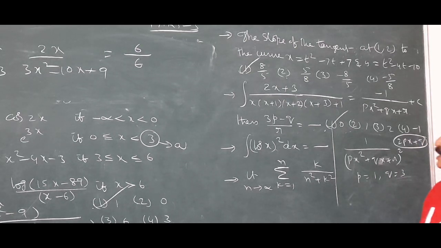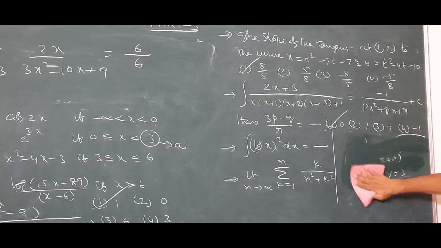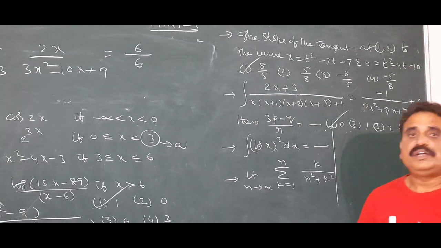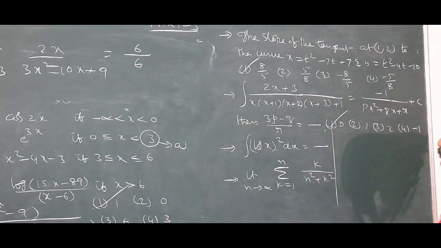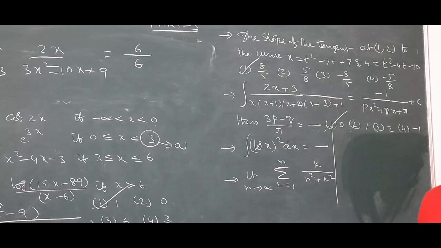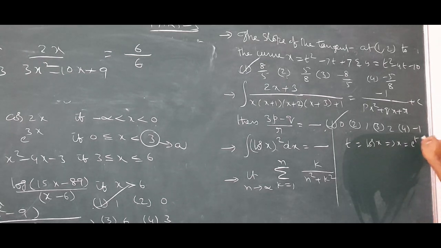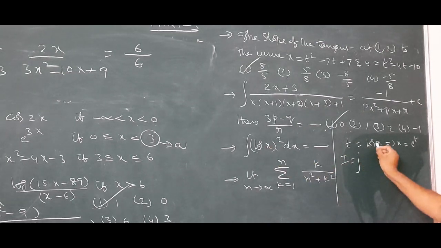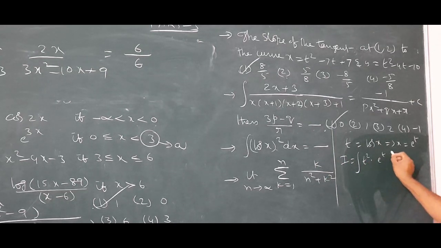Now, integration of (log x) whole square. For that type of questions, (log x) whole power n, we can easily integrate. Take t = log x. Whenever you take t = log x, x = e^t. So the given integral becomes t², since log x is t, into dx, which is e^t dt.